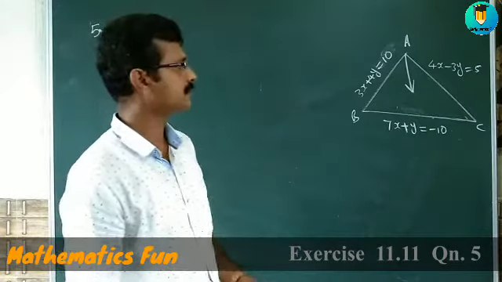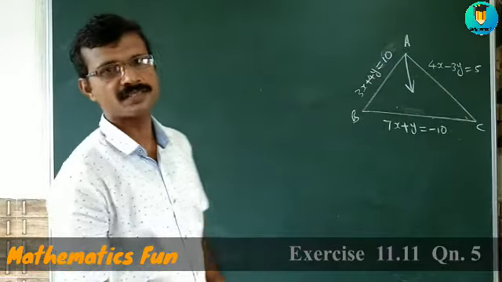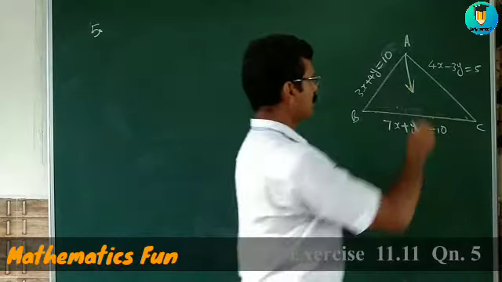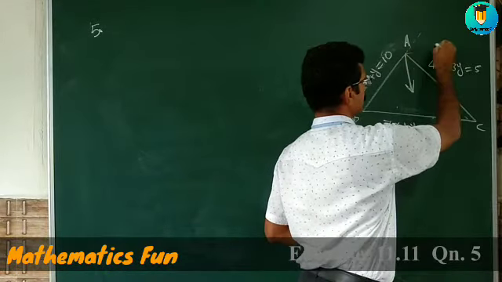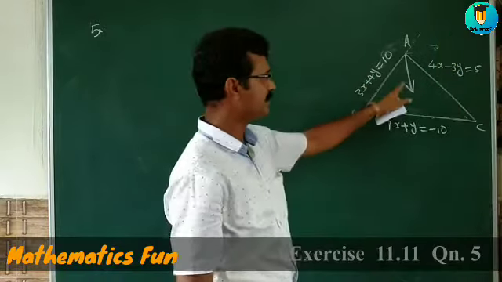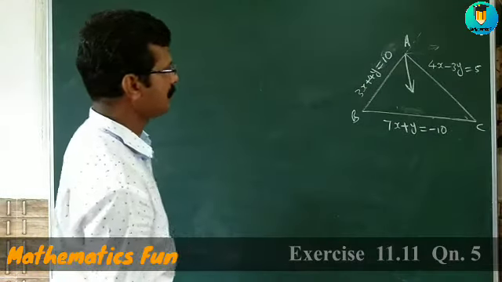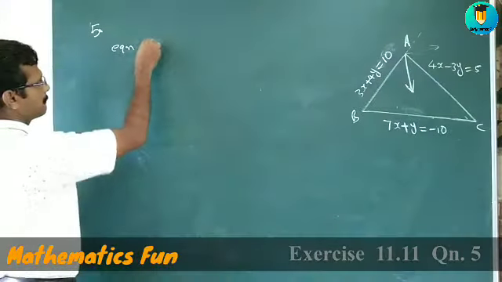So what can we do? These 2 lines are given, so we can find their angle bisectors. There will be 2 bisectors, one will come here and one will come here. But we don't want that, we need this bisector. Alright, so first of all I will find the equation of the angle bisector.